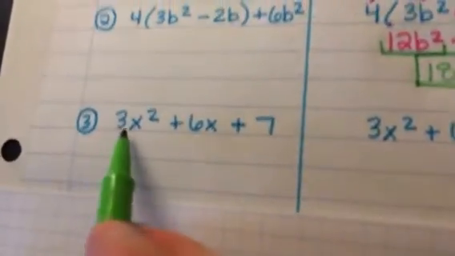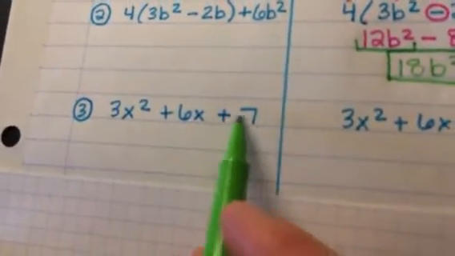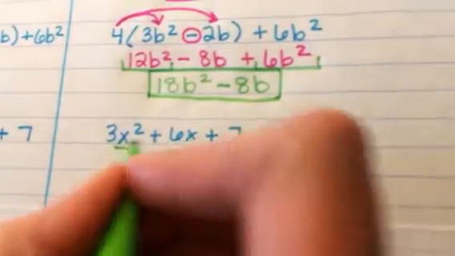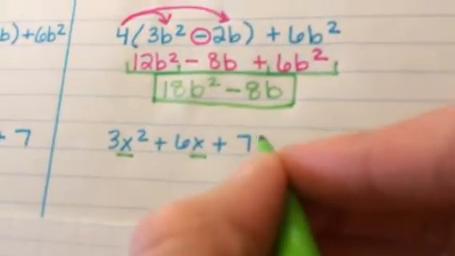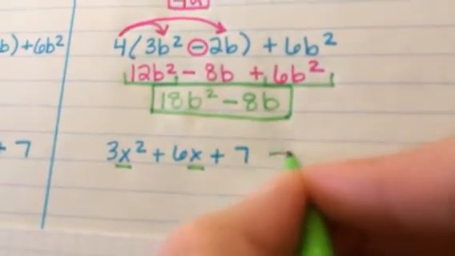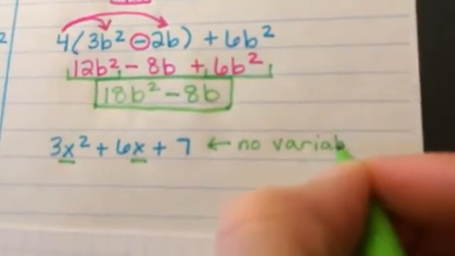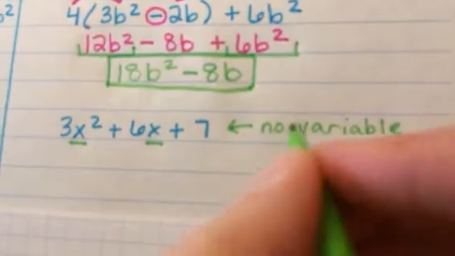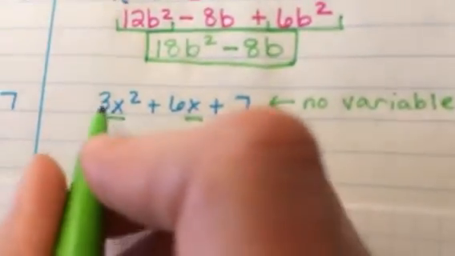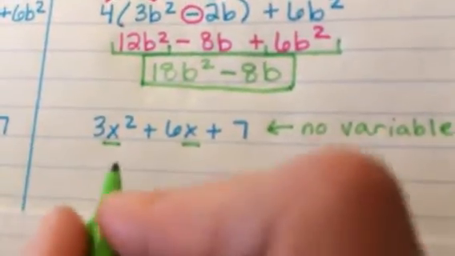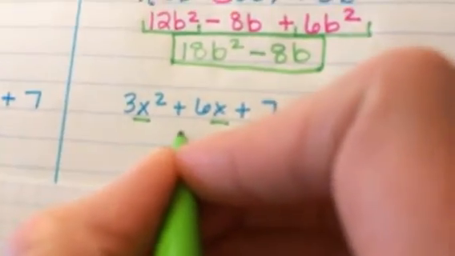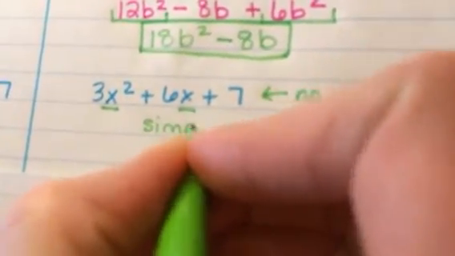This next example, 3x squared plus 6x plus 7. Well, looking at the variable parts, or lack thereof, there's nothing that I can combine, so this is an example of simplified.